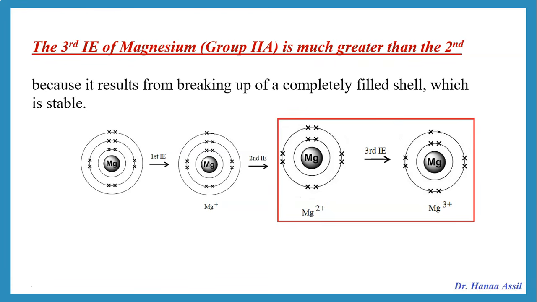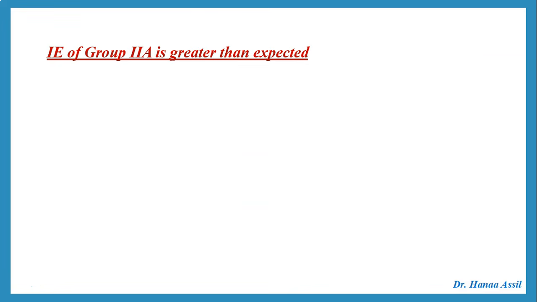So the third ionization energy of magnesium is much greater than the second because it results from breaking up a completely filled shell, which is stable and therefore will need much more energy.